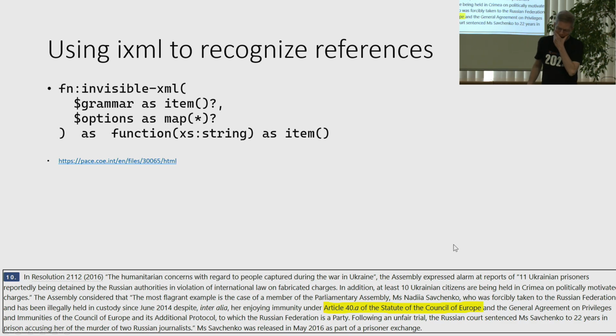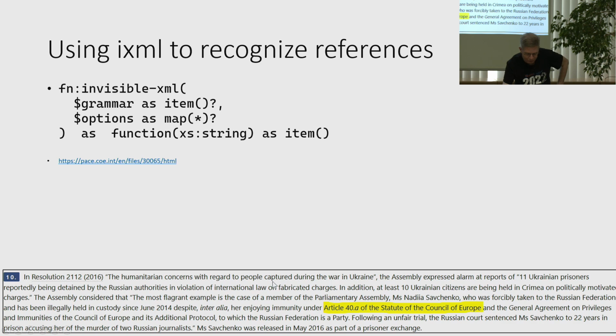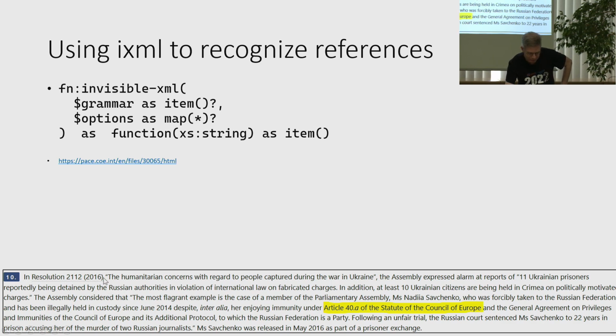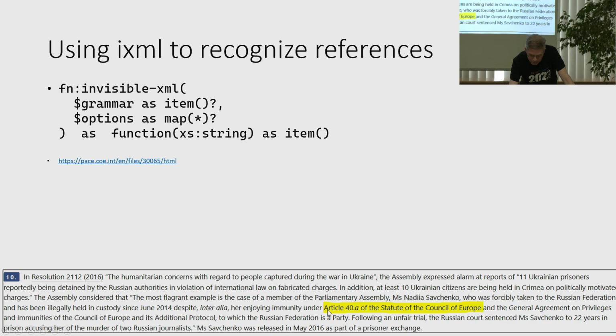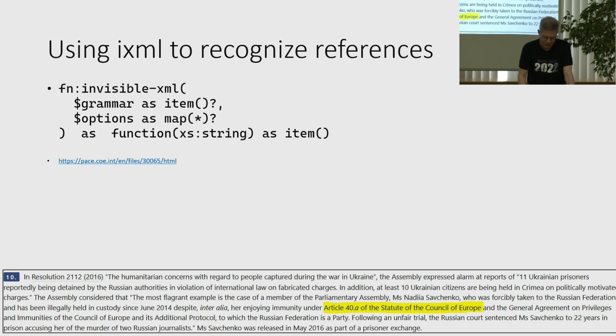So how can we use invisible XML to recognize these references? Here I have part of a report for the Council of Europe. This is from the website. It looks like a piece of text, although the slanted A here already gives something away of what's about to come. So we wish to recognize this link to Article 40 of the Statute of the Council of Europe.